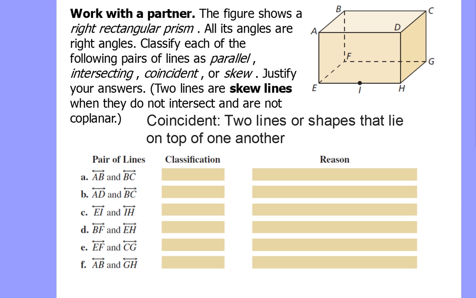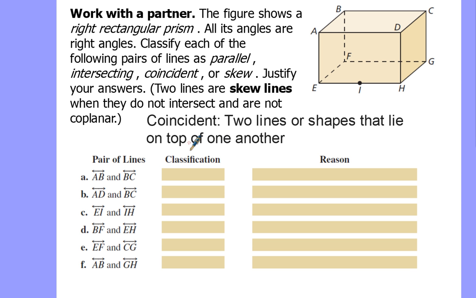Our goal is to identify the pairs that we have on the left-hand side and classify them, I shouldn't say prove, I should say classify them, as skew or intersecting or parallel, or what we call coincident. Coincident is a new term for us. Coincident just simply means two lines or shapes that lie on top of one another, okay?